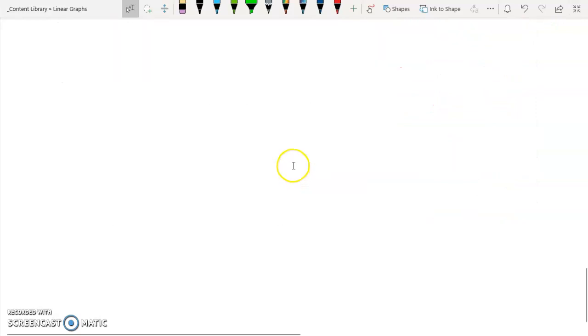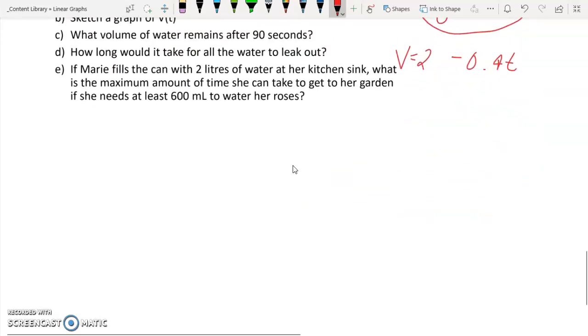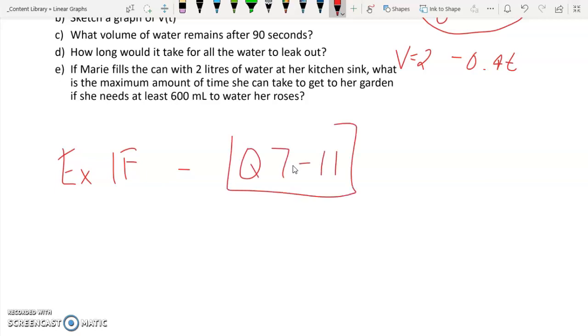So for your questions, you can go ahead and do this one, but exercise 1F and questions 7 to 11. Underline the keywords, identify what you need to find, and sketch the graph. All right.